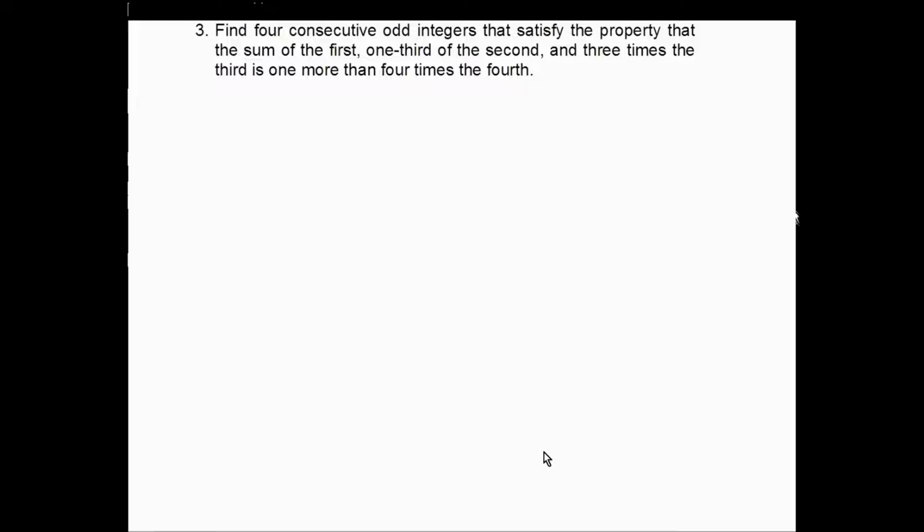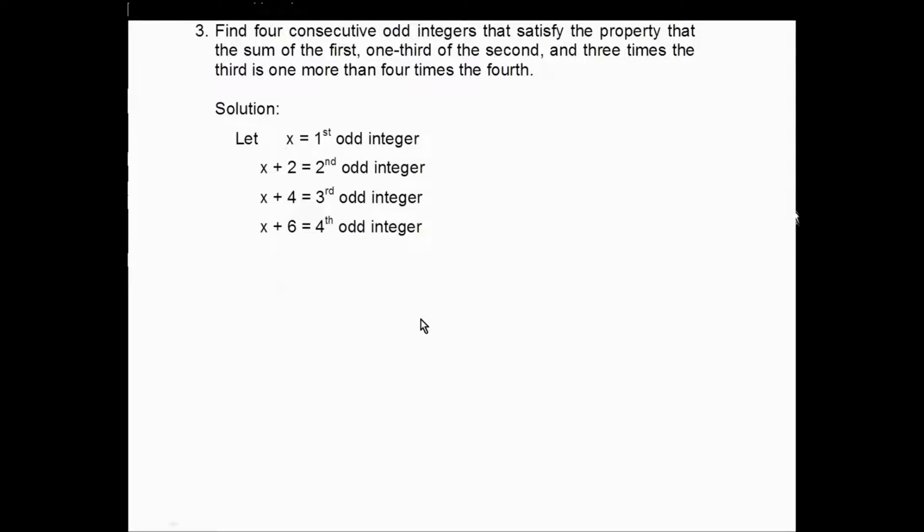Now again, the first time you read it, you want to see does it have the word even or odd. I do see the word odd, so I'm going to be adding 2 every time. Okay, I want 4 of them. So I'm going to have x, x plus 2, x plus 4, x plus 6. Those are the names of my 4 odd integers. Okay. Here is my verb of being, that means equals.